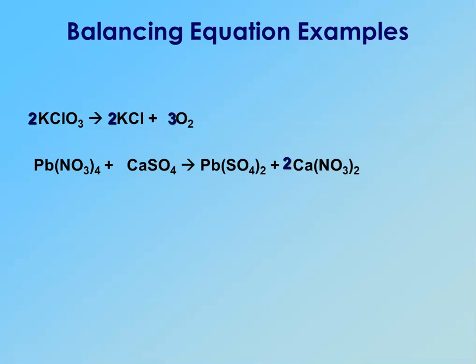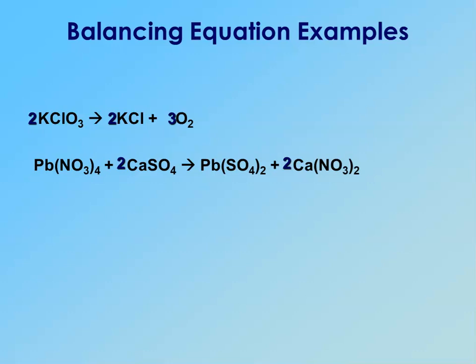I see it's in one place on both sides, but I have 2 calciums as products and only 1 as a reactant. So to get my calciums to be equal, I'm going to multiply the calcium sulfate on the reactant side by a coefficient of 2.